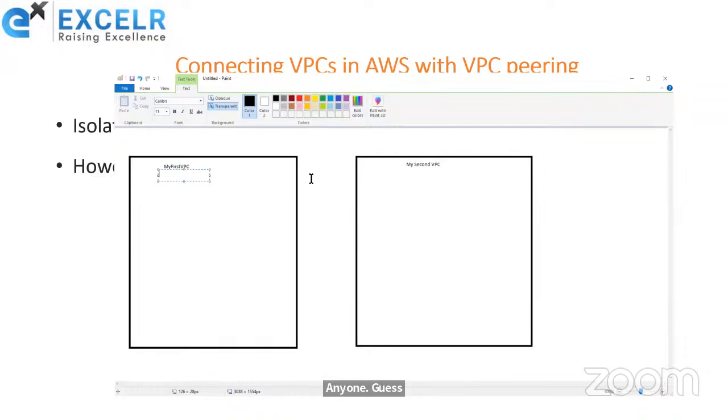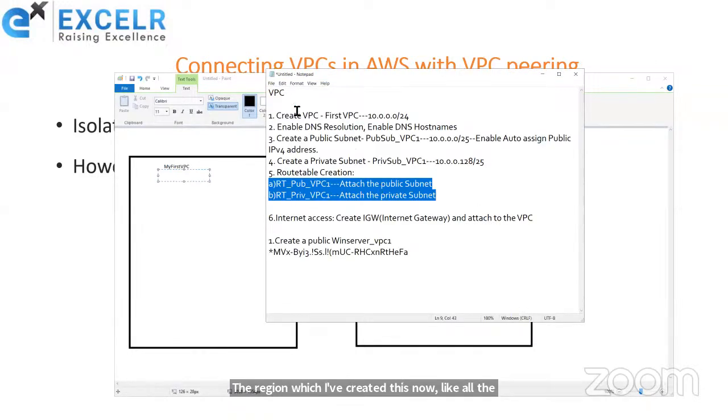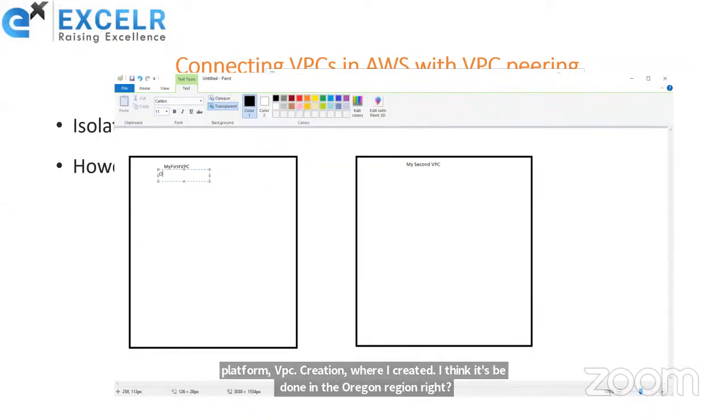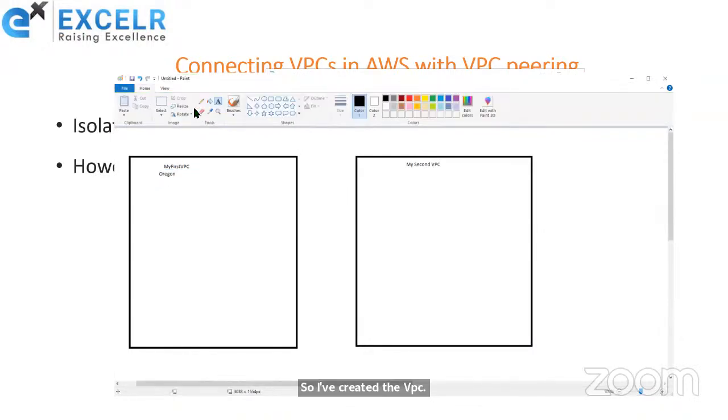The region which I've created just now, like all the subnets and the practice and everything we have done, right? This particular VPC creation, where did I create it? I think it should be done in the Oregon region, right? So I've created the VPC here, correct? Oregon region I've created, and I've created the subnets. I tried to launch multiple servers here.